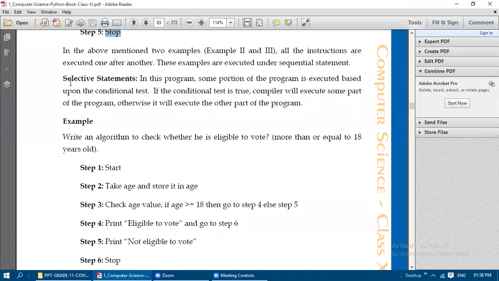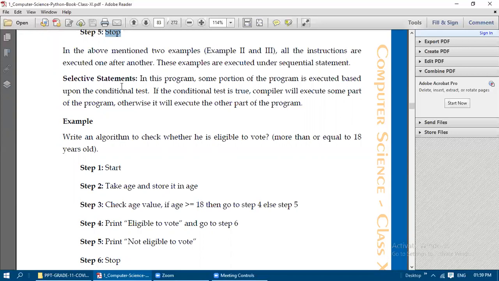Next one is selective statements. Based on the way program execution takes place, we can categorize sequence, selection and iteration statements. Now we are going to see the second type, that is selective statements. In this program, some portion is going to be executed based on a conditional test. If the conditional test is true, the compiler will execute the true part of the program. Otherwise, it will execute the other part, that is the false part.